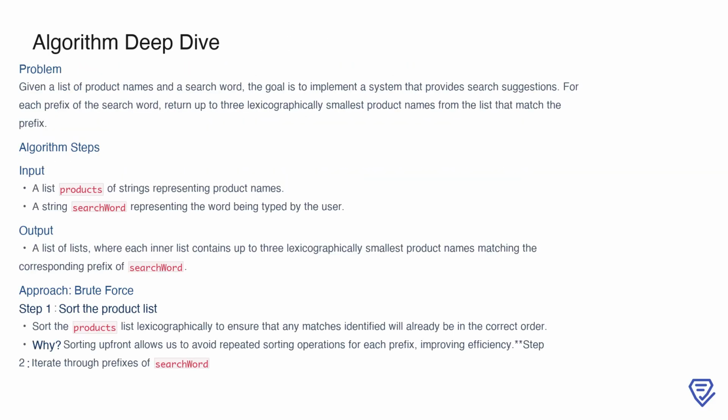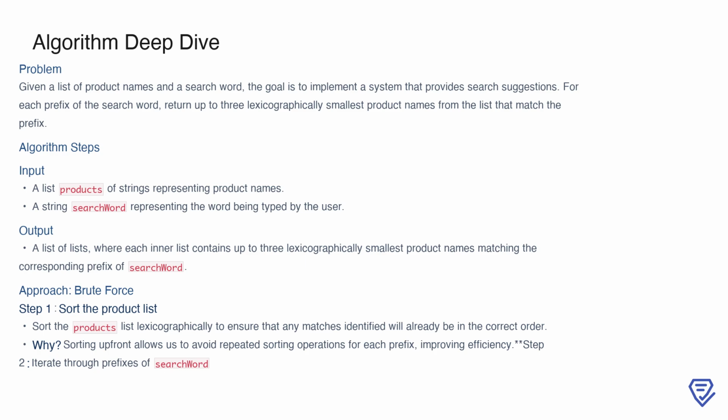To solve the problem of providing search suggestions as a user types, we start by understanding the inputs and outputs. The input consists of a list of product names and a search word. Our output will be a list of lists, where each inner list contains up to 3 of the lexicographically smallest product names matching each prefix of the search word.